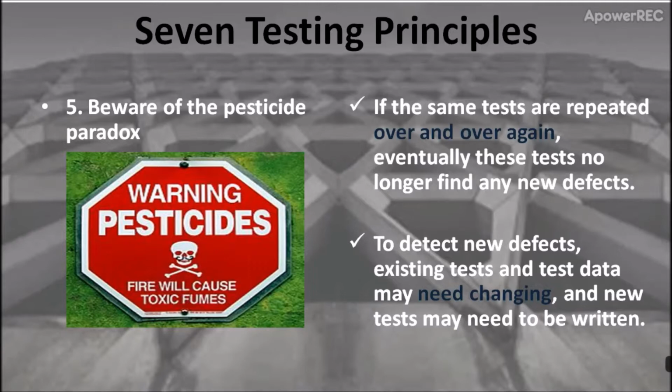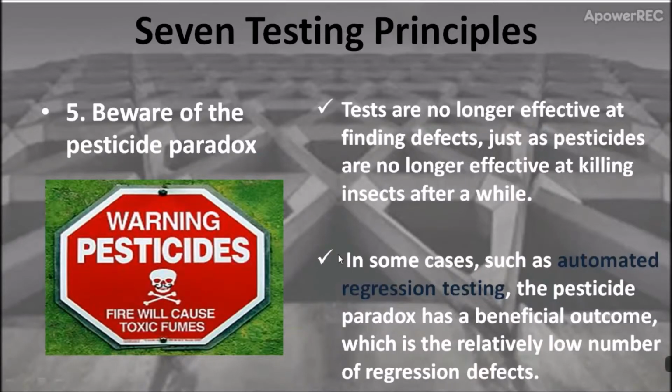If you do not change your test conditions, you will not find any more defects. Tests are no longer effective at finding defects, just as pesticides are no longer effective at killing insects after a while. In some cases, the pesticide paradox is useful, in automated regression testing.